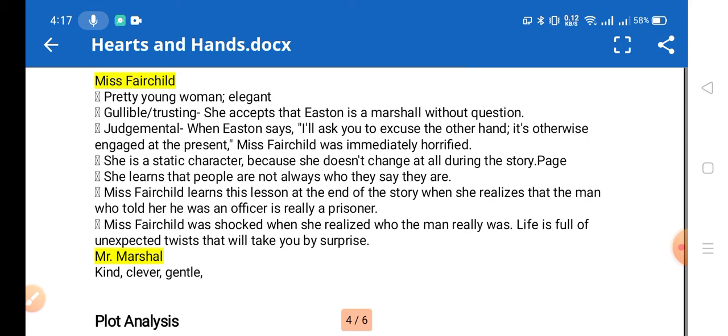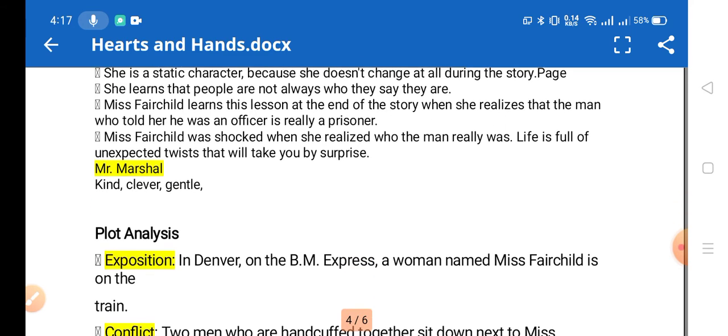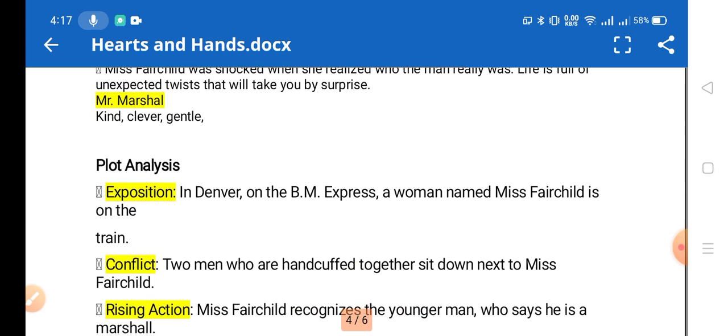And Miss Fairchild learns this lesson at the end of the story when she realized that the man who told her he was an officer is really a prisoner. Miss Fairchild was shocked when she realized who the man really was. Master Marshall, he acted as a kind person. He was clever and he was a gentleman.